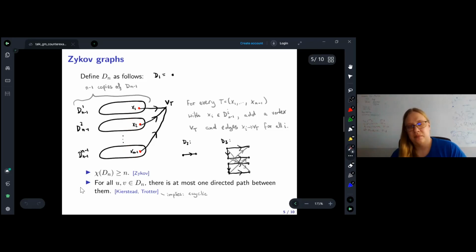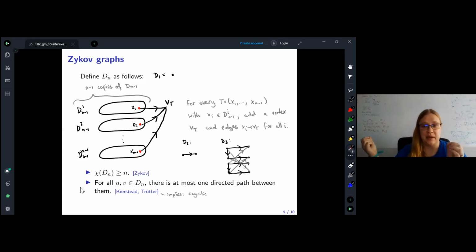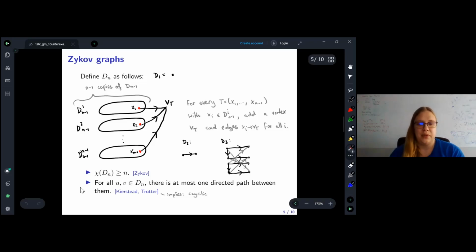The second thing about this graph is that if I look at two vertices u and v, then there's at most one directed path between them. And this was proved by Kierstead and Trotter, who used this construction as a basis in a similar way to ours to prove something else about graphs with large chromatic number. But for any two vertices, there's at most one directed path between them, because certainly if you assume it's true in here, if you look at all the new vertices we added, they don't have out neighbors, so they're not going to be in the middle of a directed path. They will only be at the end.